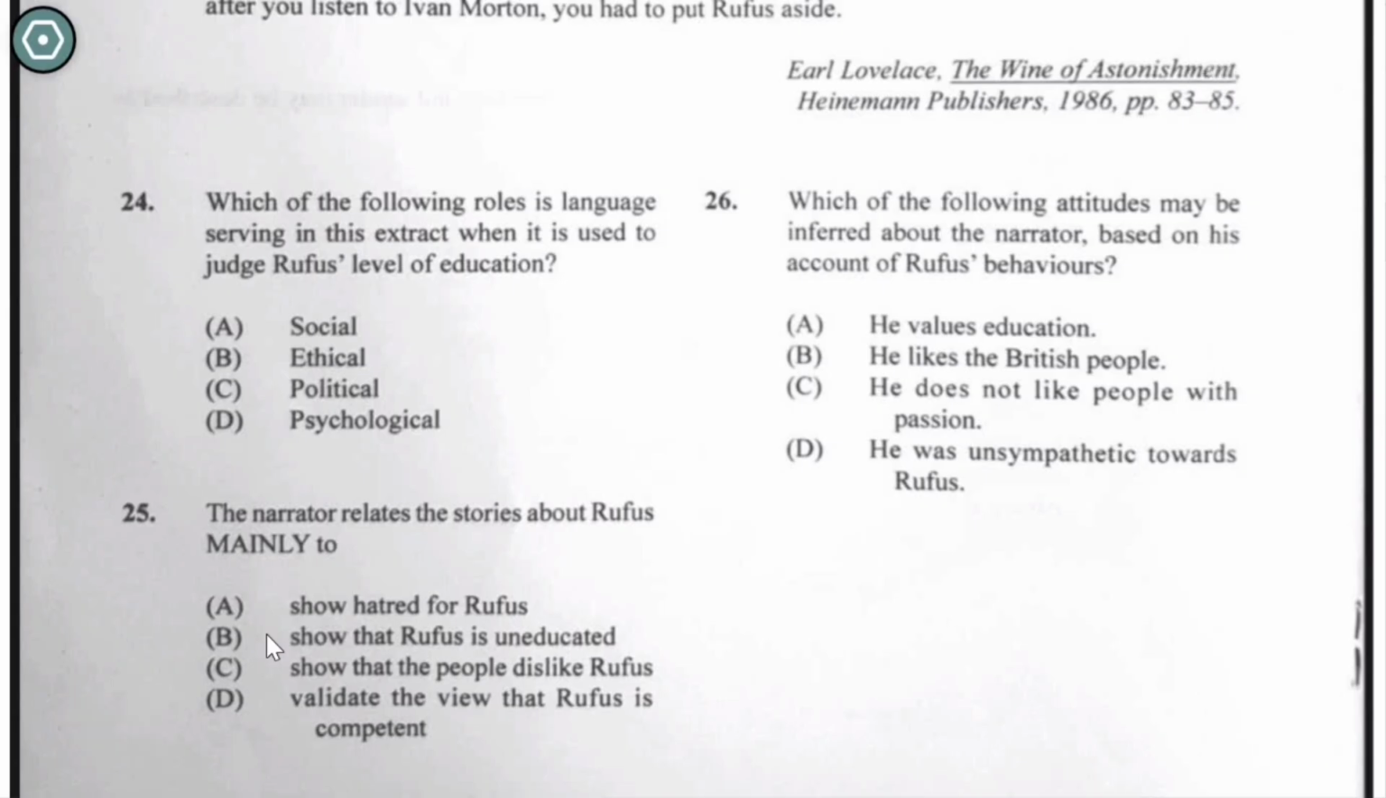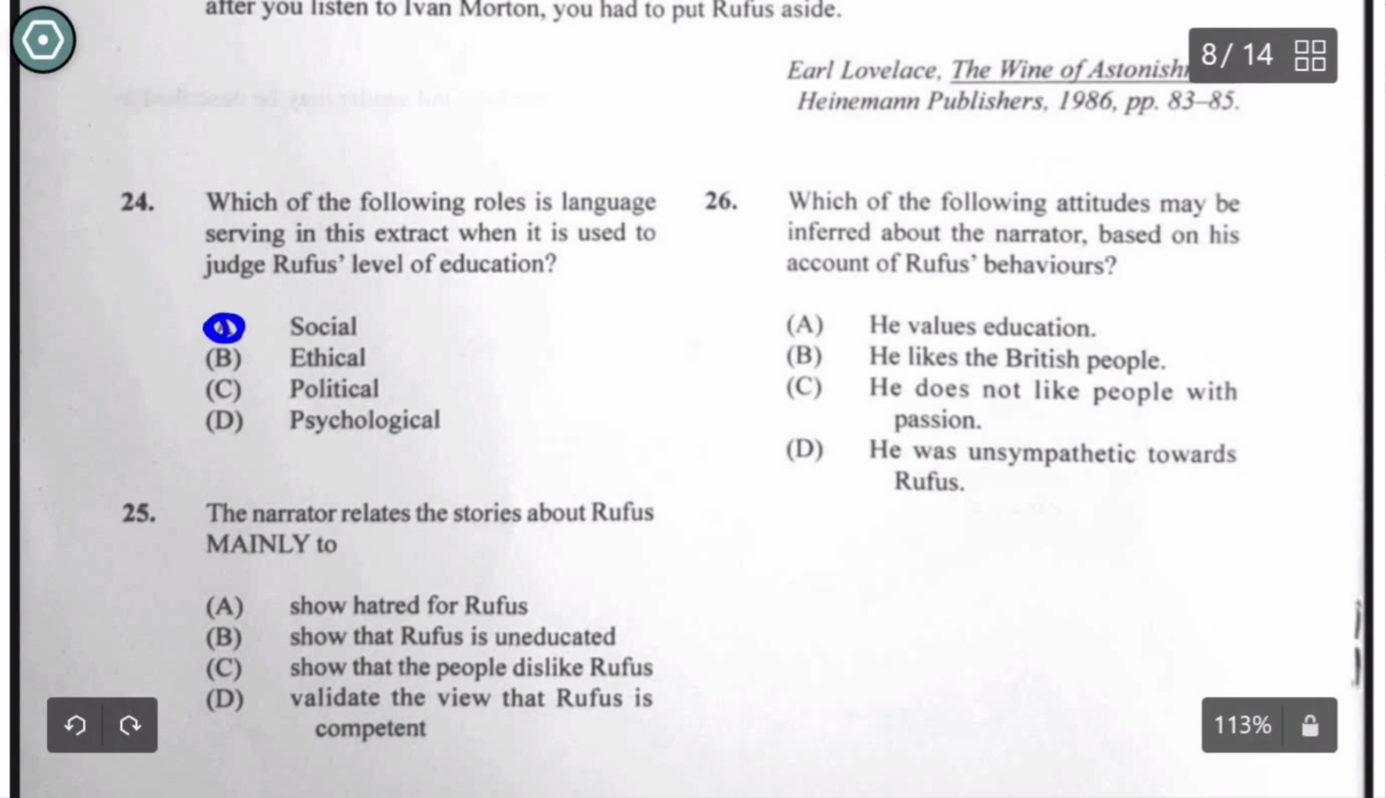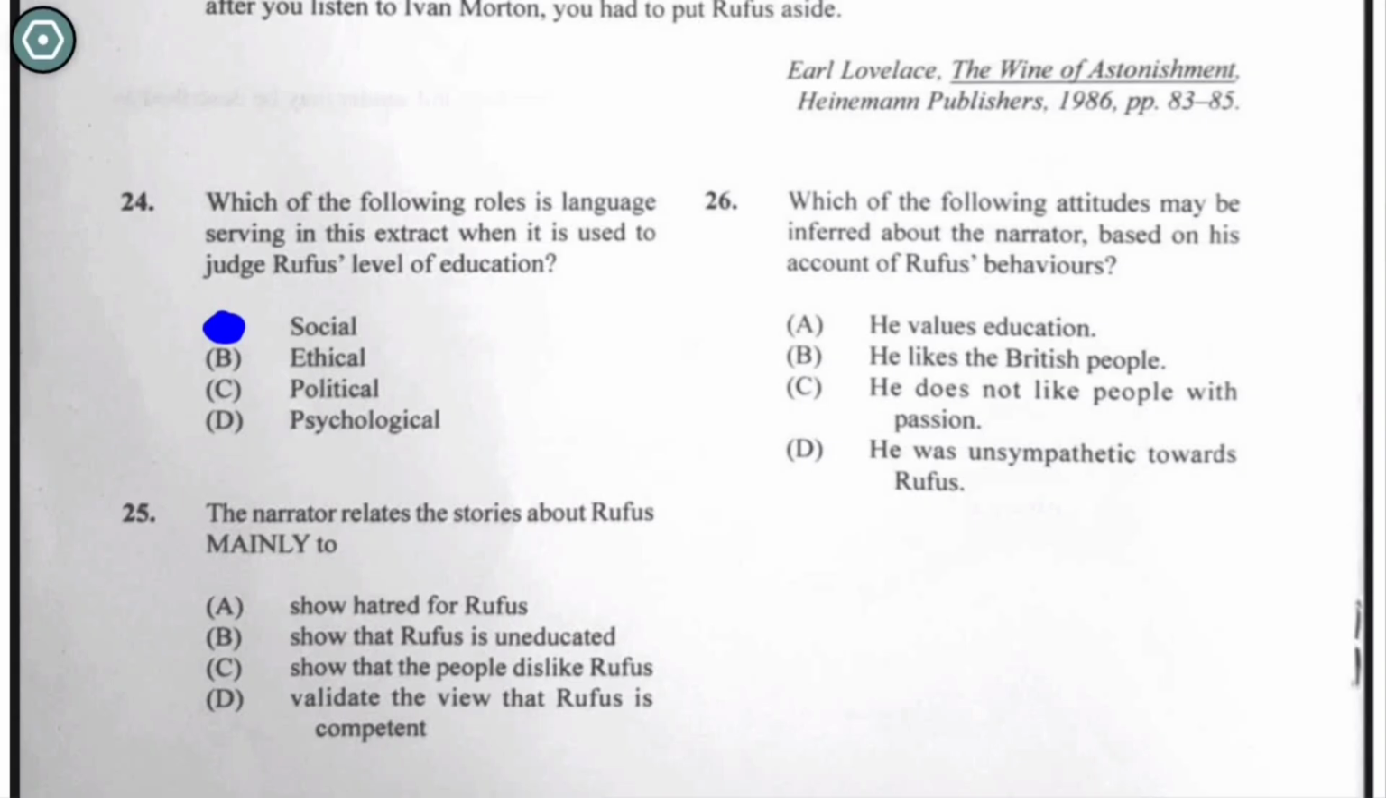Alright, that's kind of sad, but nothing else to say. Which of the following roles is language serving in the extract when it is used to judge Rufus's level of education? Social, ethical, political, or psychological? I think it's a social issue. When I first did this, I had said psychological because education, brain, mind. But guess what? The role of language here in judging Rufus's level of education is a social issue, because they're telling us that they would prefer Ivan Morton over Rufus just because Ivan Morton can speak. They want somebody that is qualified, right? So that's a social issue.